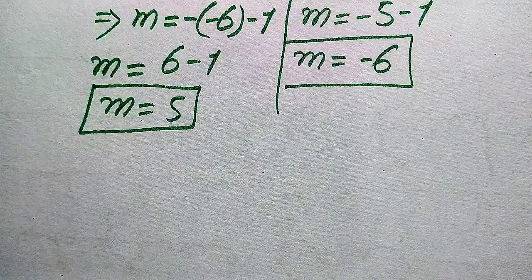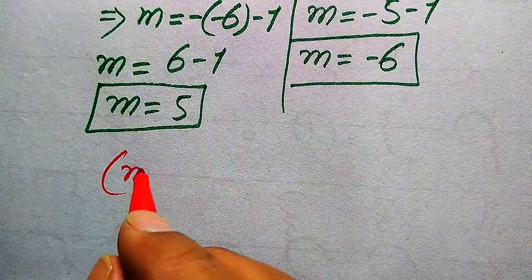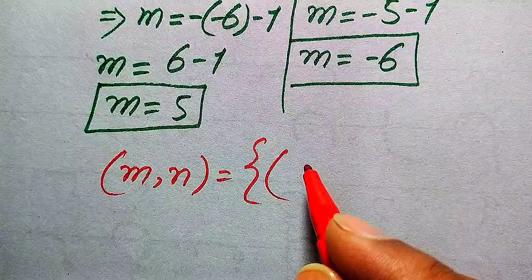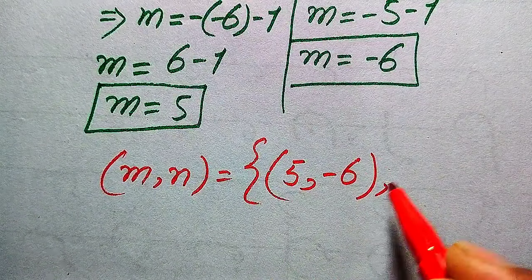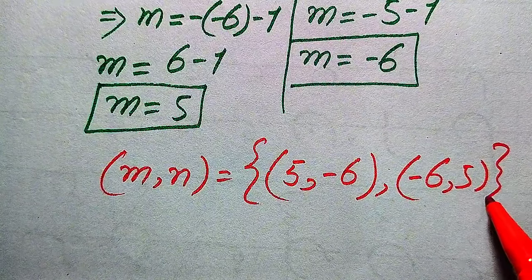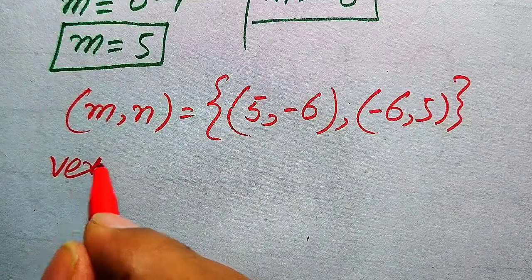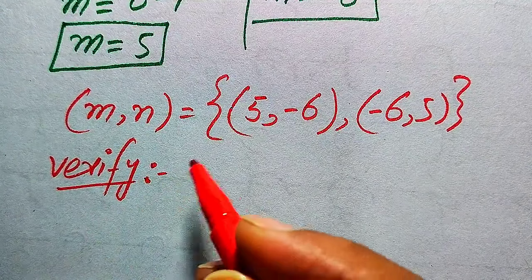So finally, there are two solution sets of the given equation. These are (m, n): the first solution set is (5, -6), and the second solution set is (-6, 5). So these are the two solution sets. Now in the next step, we need to verify both of these solution sets, and check whether both are solutions or both are extraneous roots.